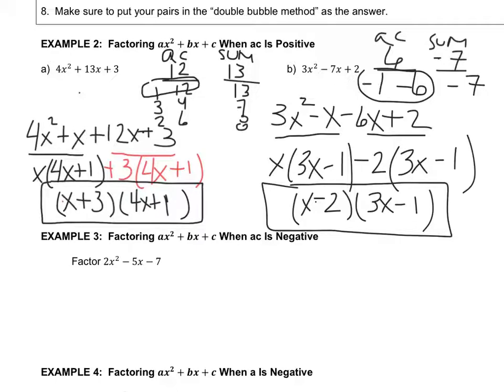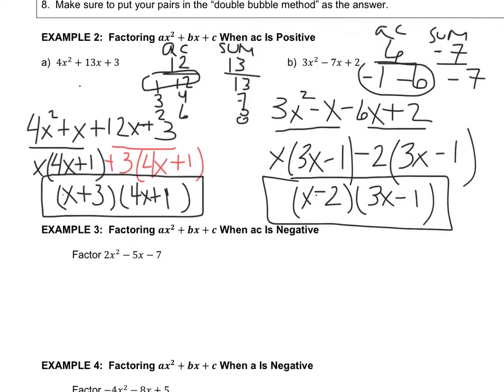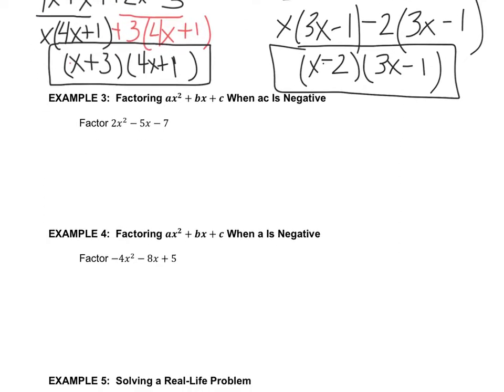Okay, moving on to the next one. So here we have another one that the AC is actually negative. So again, first step, is there a greatest common factor? The answer is no. Then I want to focus on the AC. AC is 2, which is the A in front of the x squared, times the C, which is a negative 7, which is a negative 14. My B value, which is the sum that we're looking for, is a negative 5.